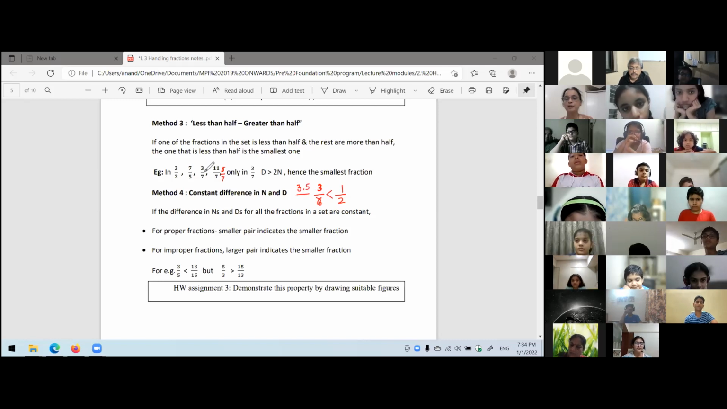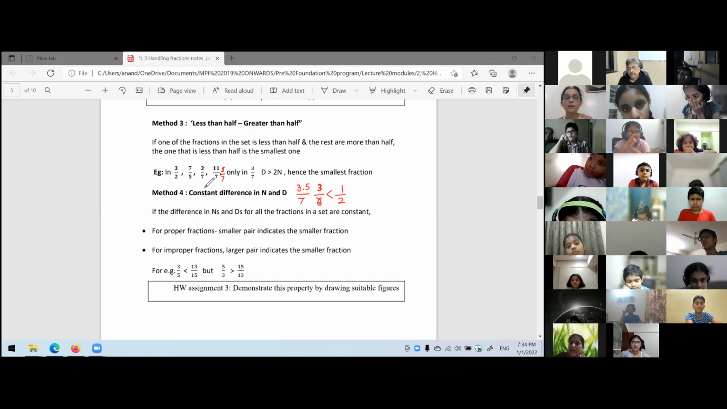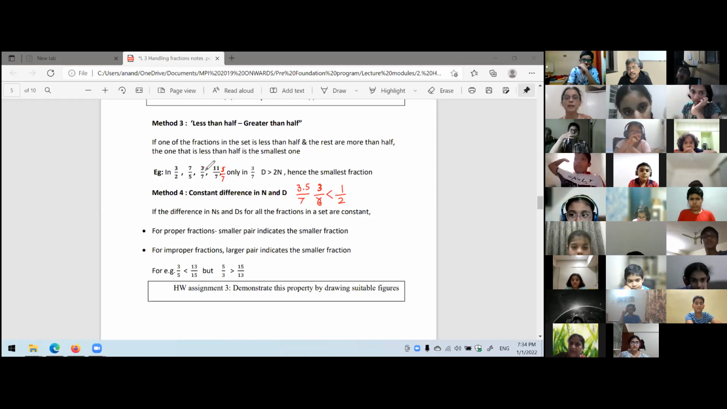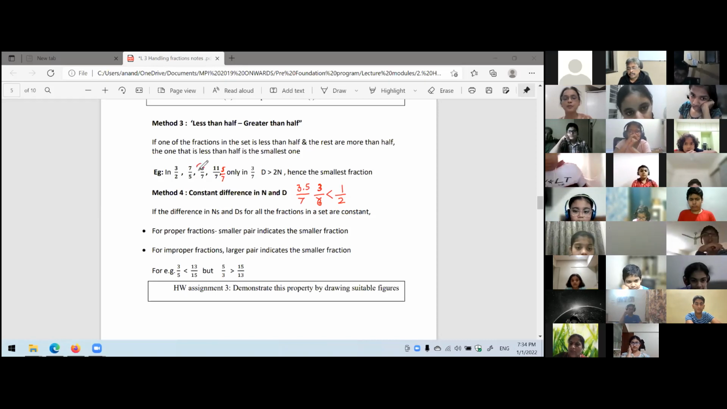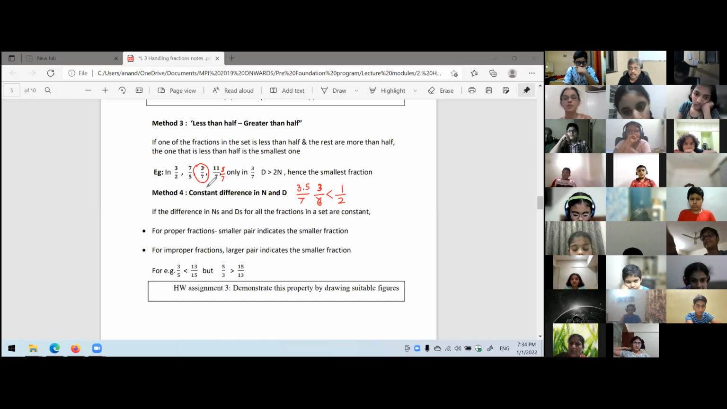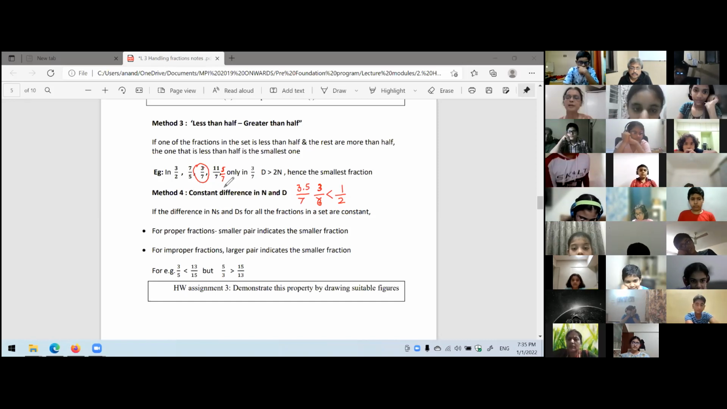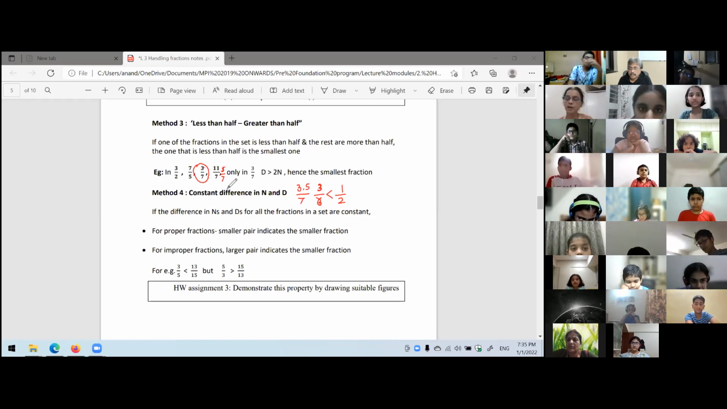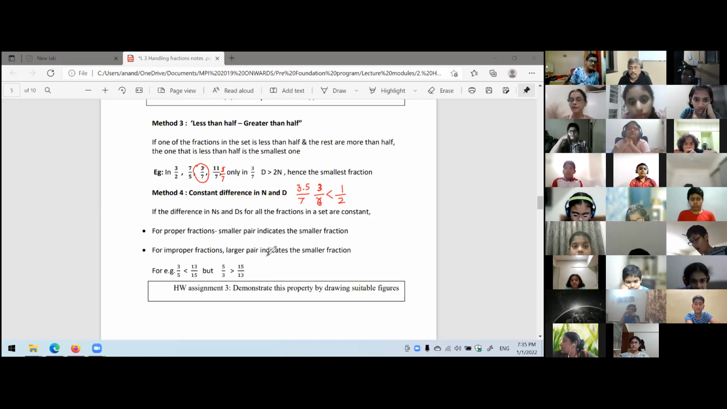So when the numerator is less than half the denominator, or when the denominator is more than double the numerator, double the numerator, 3 2s are 6, 7 is bigger. So this is less than half. So out of all the 4 fractions, the fraction which is less than half is the smallest. The rest of the 3 will be greater than half. So whenever you will have these kind of questions where 3 or 4 fractions are to be compared, we are going to use a mix and match of all these properties put together.